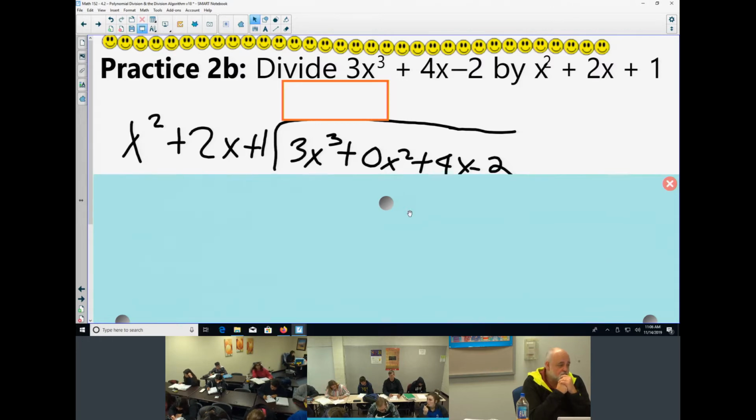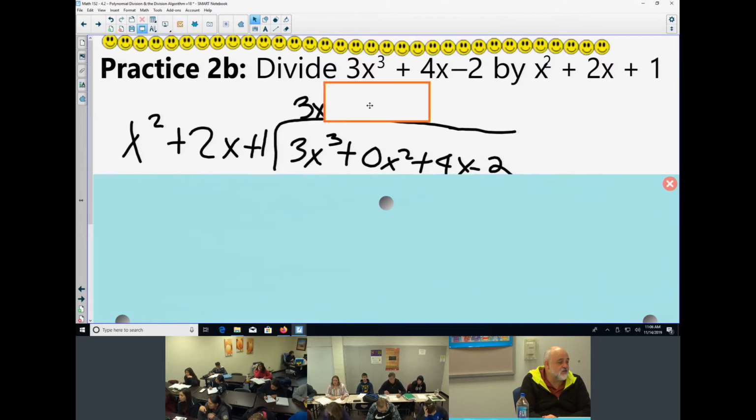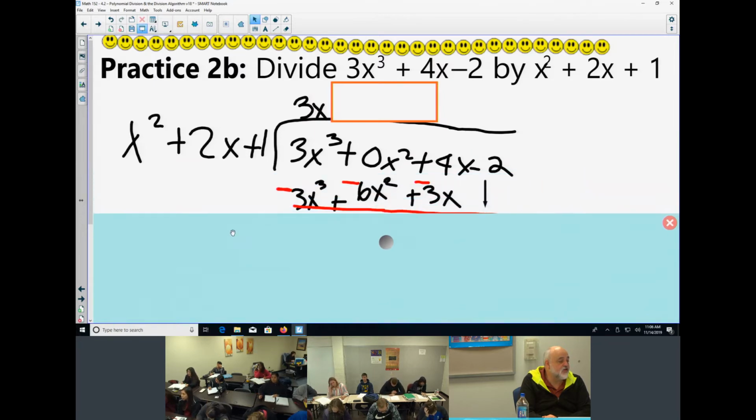Okay, so you look at the leading terms and say what times x squared is 3x cubed? X. So 3x. So you write a 3x up there, and then you multiply all the way through. So 3x times x squared is 3x cubed. 3x times 2x is 6x squared. 3x times 1 is 3x. So then you have to change the signs of all of the terms. So here I'm changing the signs.